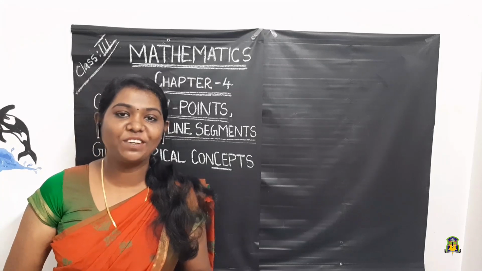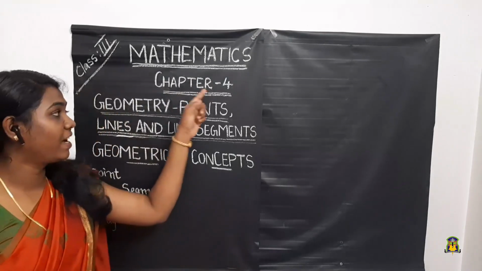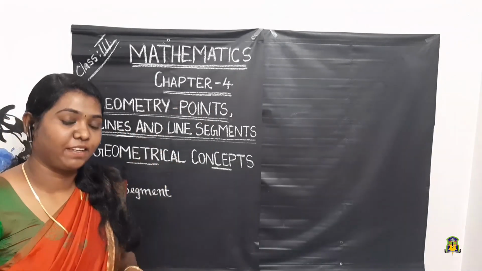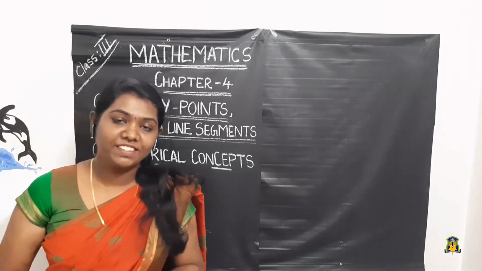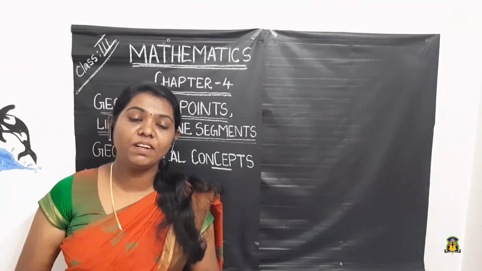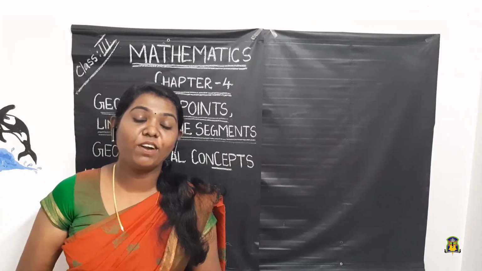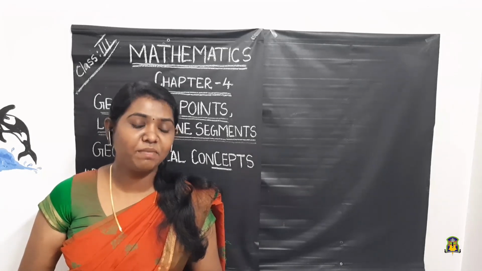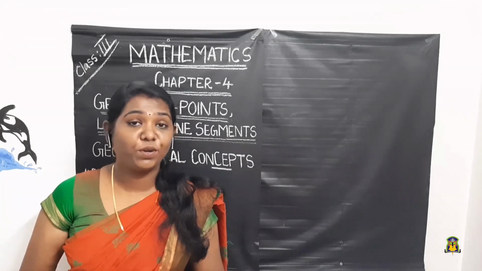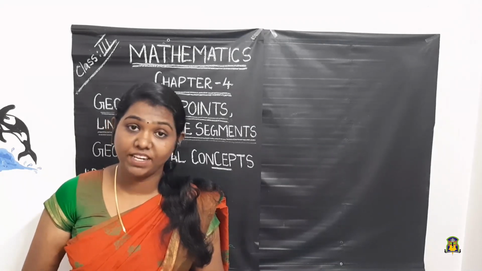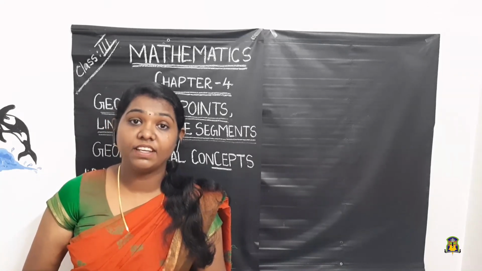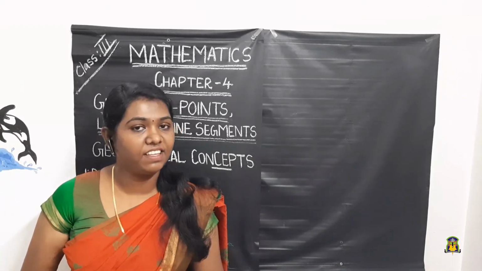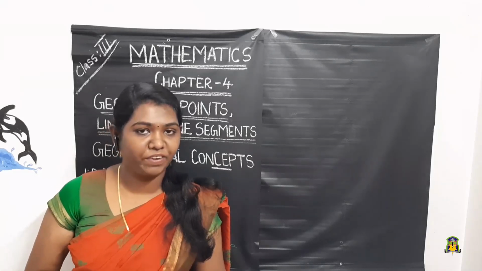So today in this class we are going to take a new chapter, that is chapter 4, geometry, points, lines and line segments. Okay, so geometry is a branch of mathematics. In simple words, we can say geometry is all about shapes. Variety of shapes we can see around us. So children, tell me some examples. Take a look around and what do you see? You can see tables, chairs, pencils, pens, then notebooks, etc. All these things are the examples of geometry.